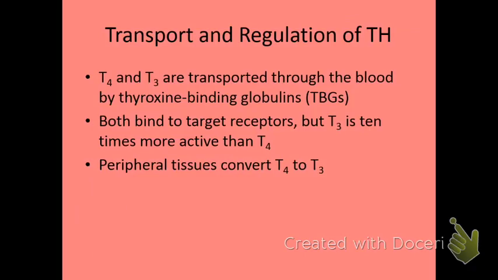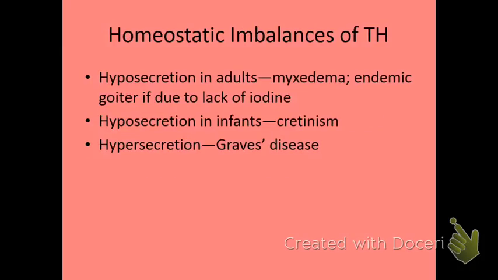Both T3 and T4 bind to target receptors, but T3 is 10 times more active than T4. The peripheral tissues of the body convert T4 to T3, and so it's more active, so it's a better substance to be used by the body.